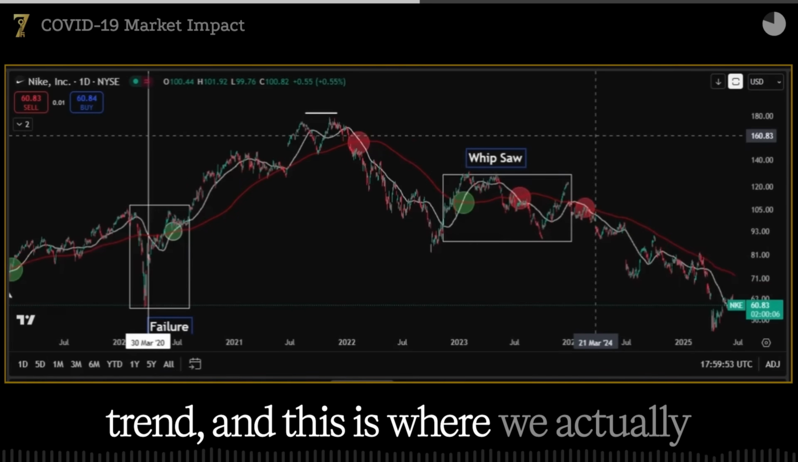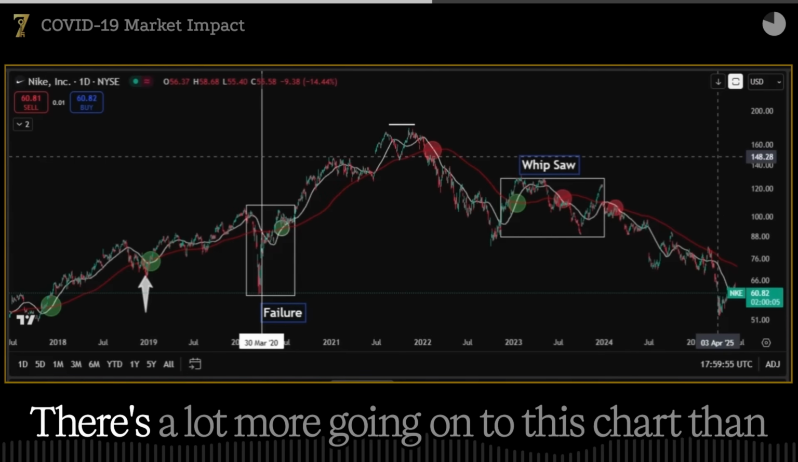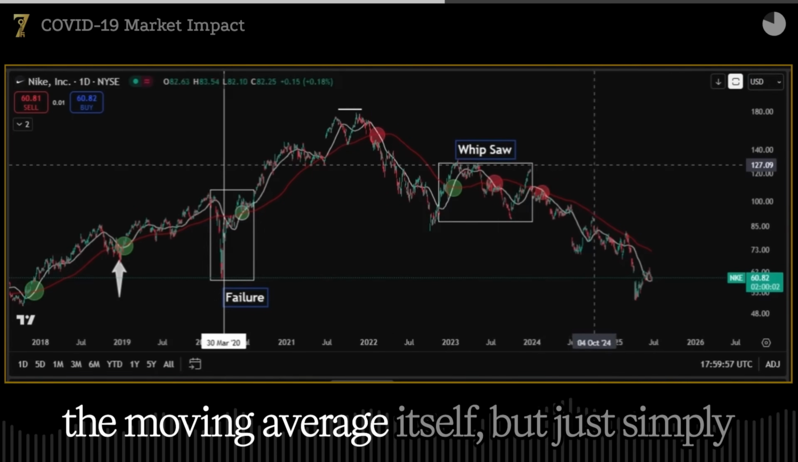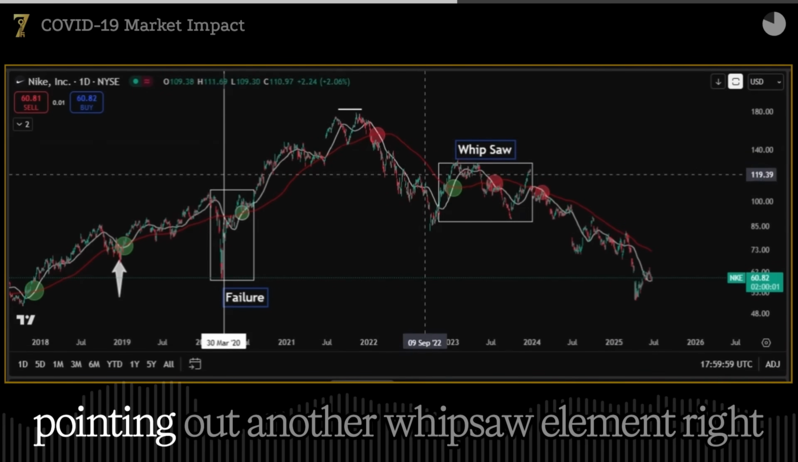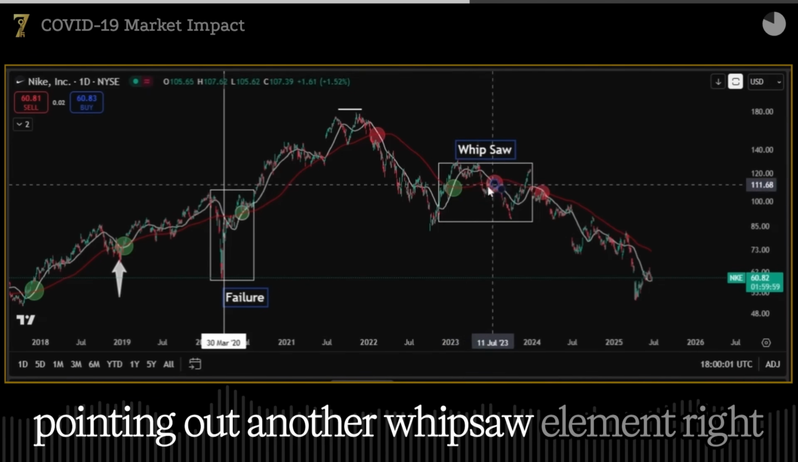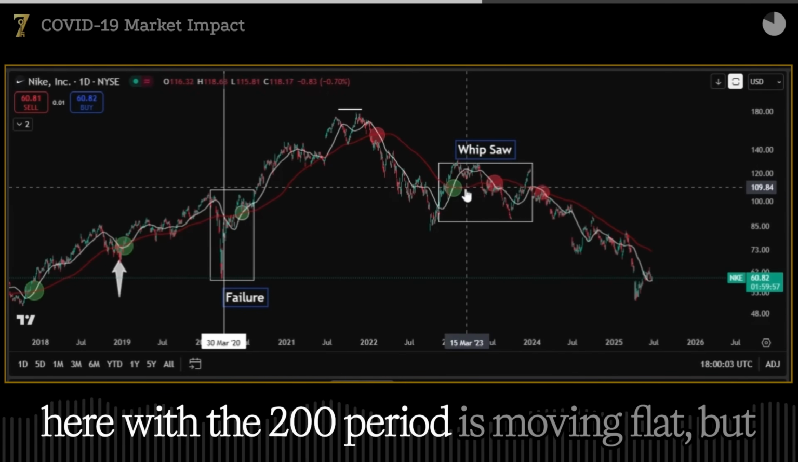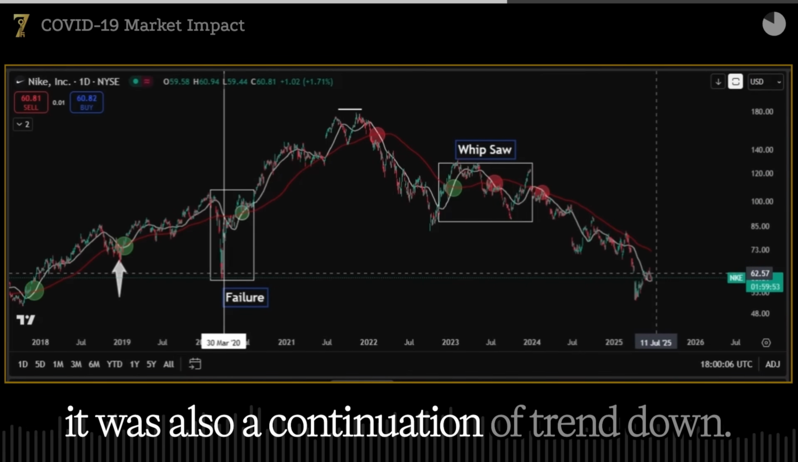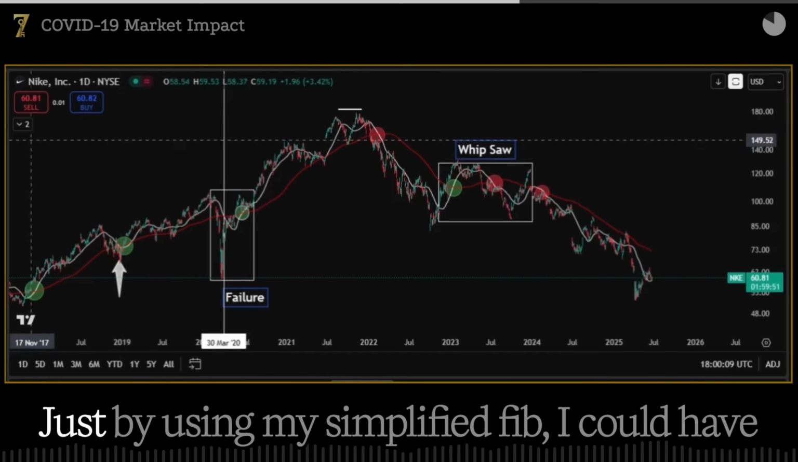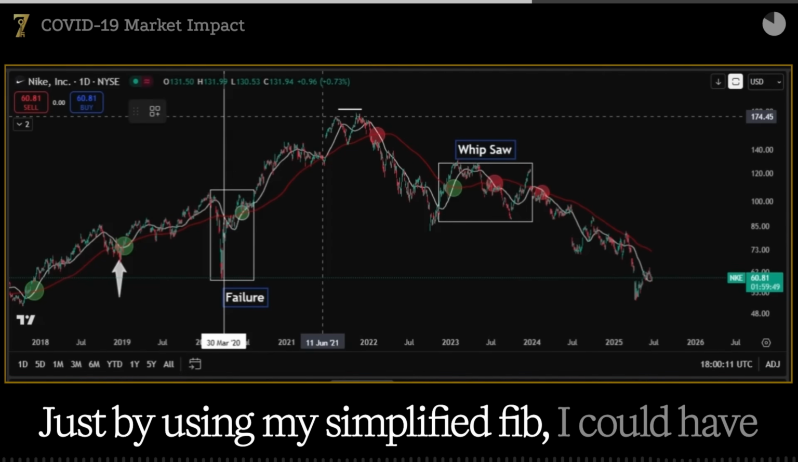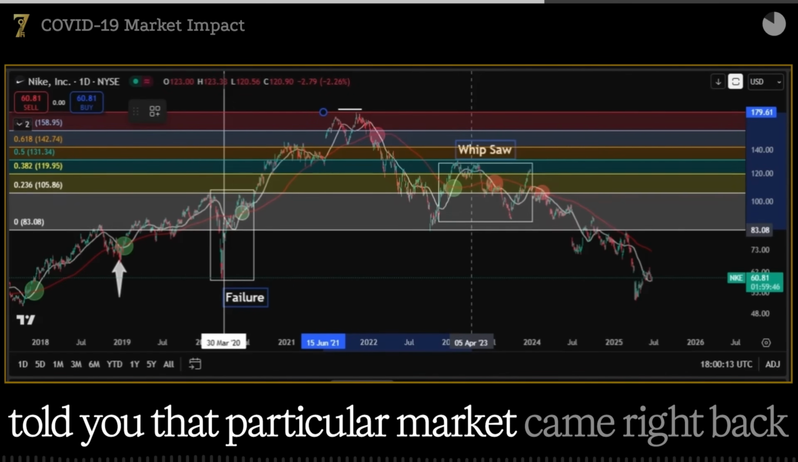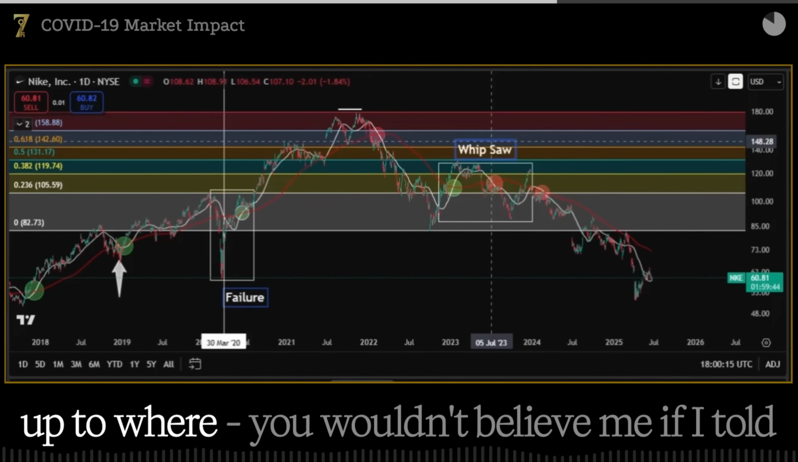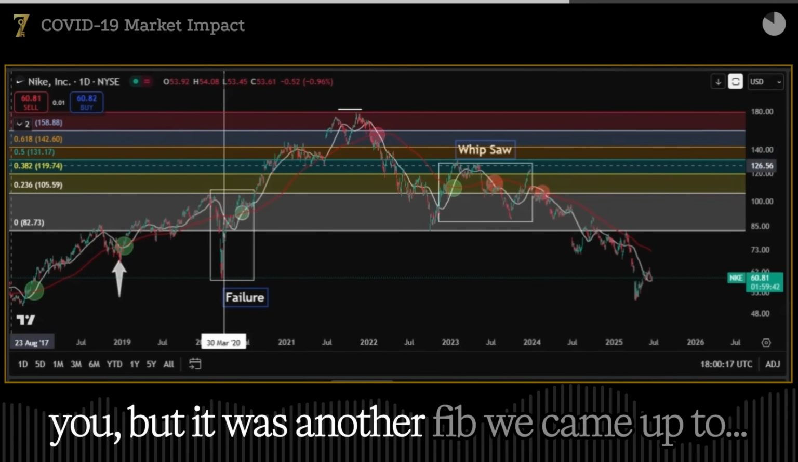And this is where we actually are going back down the mountain. There's a lot more going on to this chart than the moving average itself, but just simply pointing out another whipsaw element right here where the 200 period is moving flat, but it was also a continuation of trend down. And how do I know that? Just by using my simplified fib, I could have told you that particular market came right back up to where, you wouldn't believe me if I told you, but it was another fib.